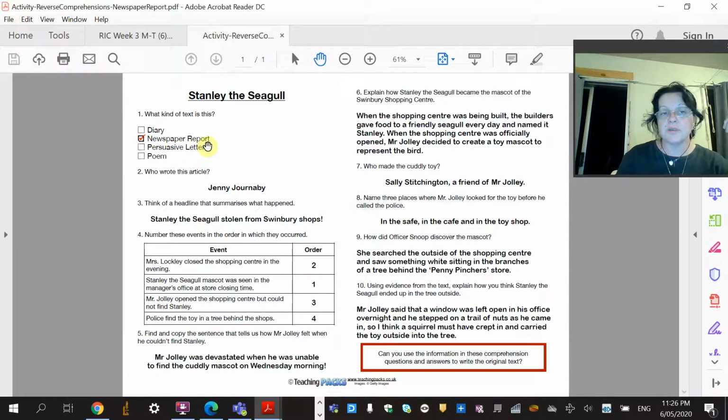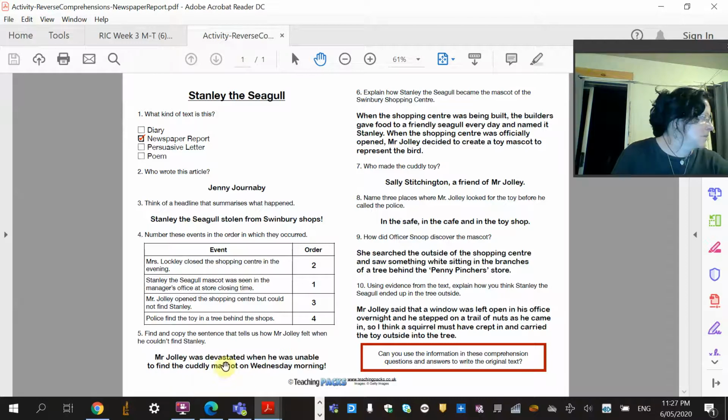Okay, so we know it's a newspaper report because they've ticked it. So this is something, you get a hard copy newspaper, you open it up and you see it in it. Then the author who wrote this, they've put in there Jenny Jernaby, which is a bit of a play on words for journalism, and Stanley the Seagull stolen from the Swinbury shops. So that could even be your heading if you want to. Then the events that have happened, they've written them down in a box and then they've numbered them in the order that they think they've happened. So in the body, you're going to write those in order. So I'm not going to read those to you.